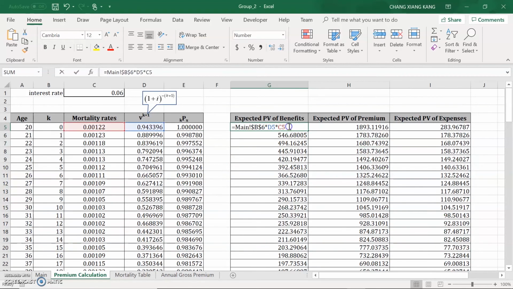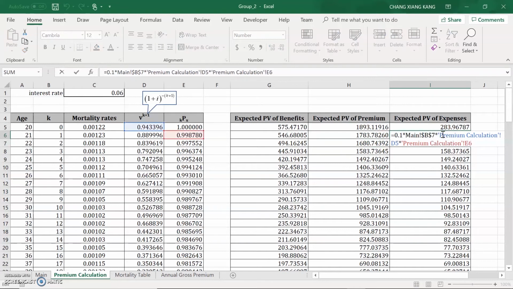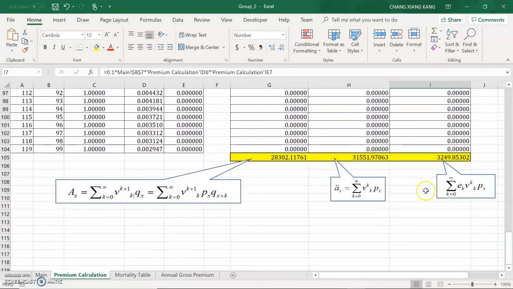For expected present value of benefit, we have the sum assured times the mortality rate times the discounting factor. For expected present value of premium, we multiply the discounting factor with KPX. For expected present value of expenses, we multiply expenses with the discounting factor and KPX. So all the summations are shown here.